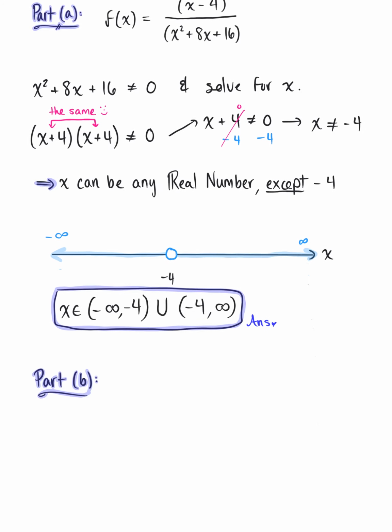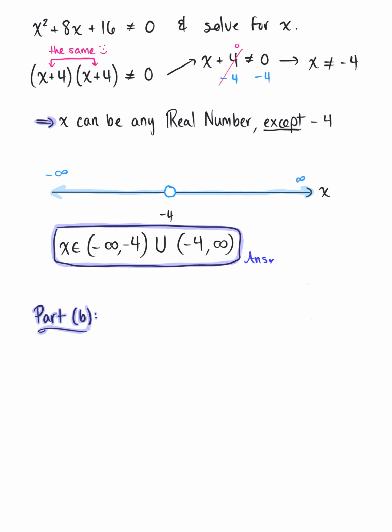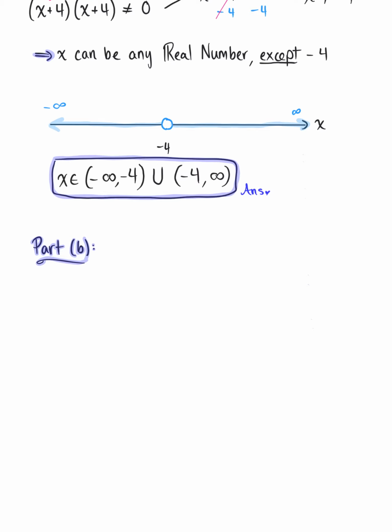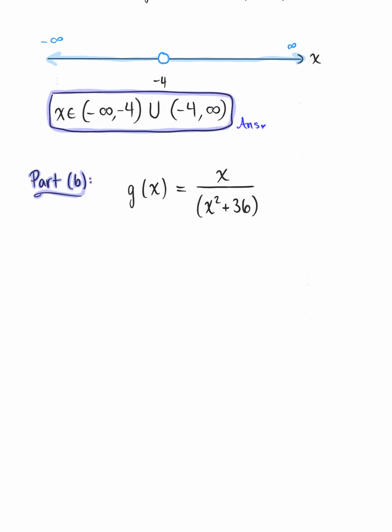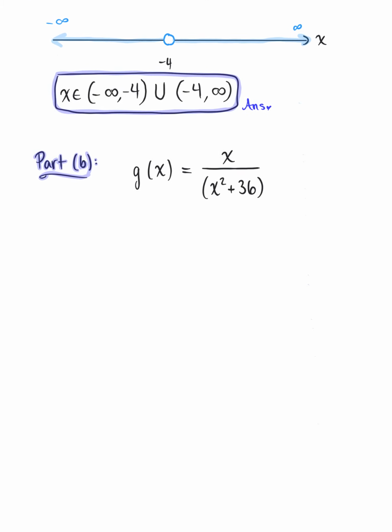Now, in part B, we apply a similar technique to find the domain of the rational function g of x is equal to x divided by x squared plus 36. So again, we know that with a rational function, we need to exclude any values of x that make the denominator 0. So to begin, we are going to set our denominator, x squared plus 36, not equal to 0, and solve for x.